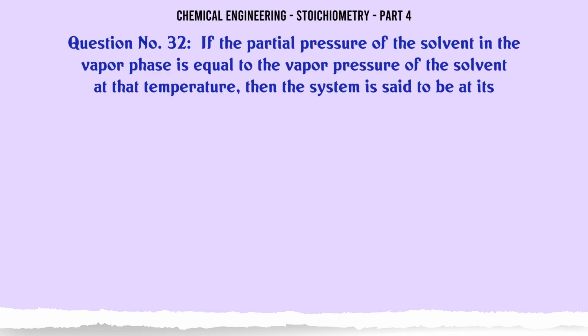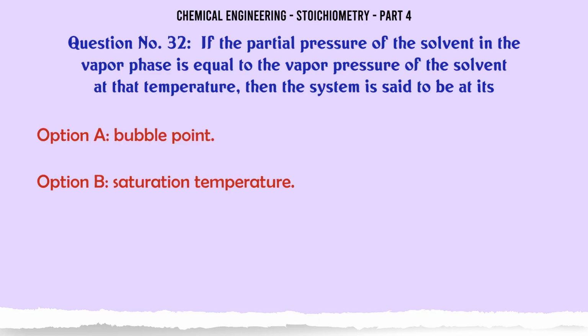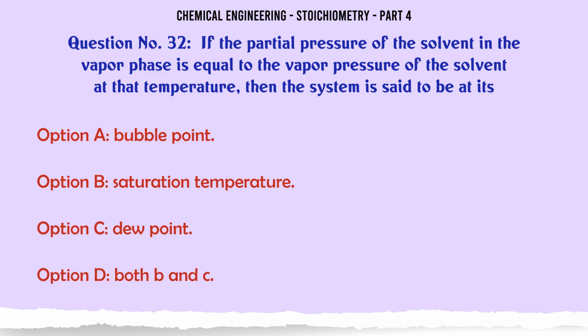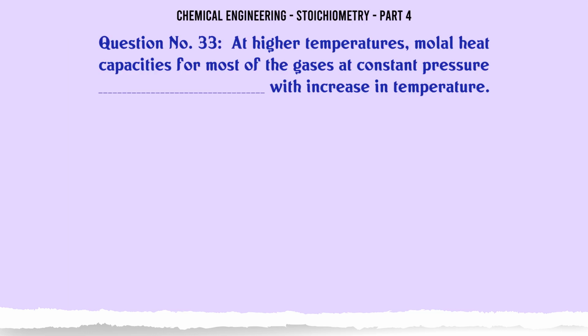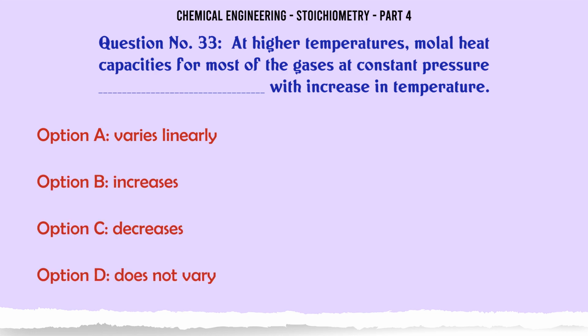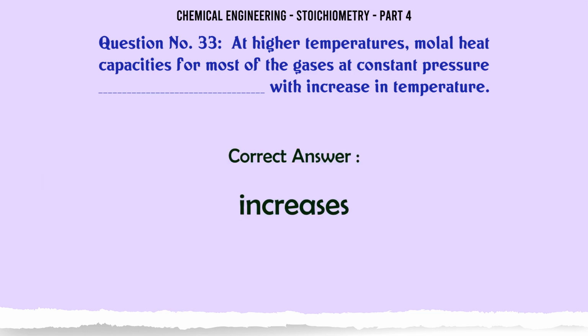If the partial pressure of the solvent in the vapour phase is equal to the vapour pressure of the solvent at that temperature, then the system is said to be at its A. bubble point, B. saturation temperature, C. dew point, D. both B and C. The correct answer is both B and C. At higher temperatures, molar heat capacities for most of the gases at constant pressure with increase in temperature. A. varies linearly, B. increases, C. decreases, D. does not vary. The correct answer is increases.